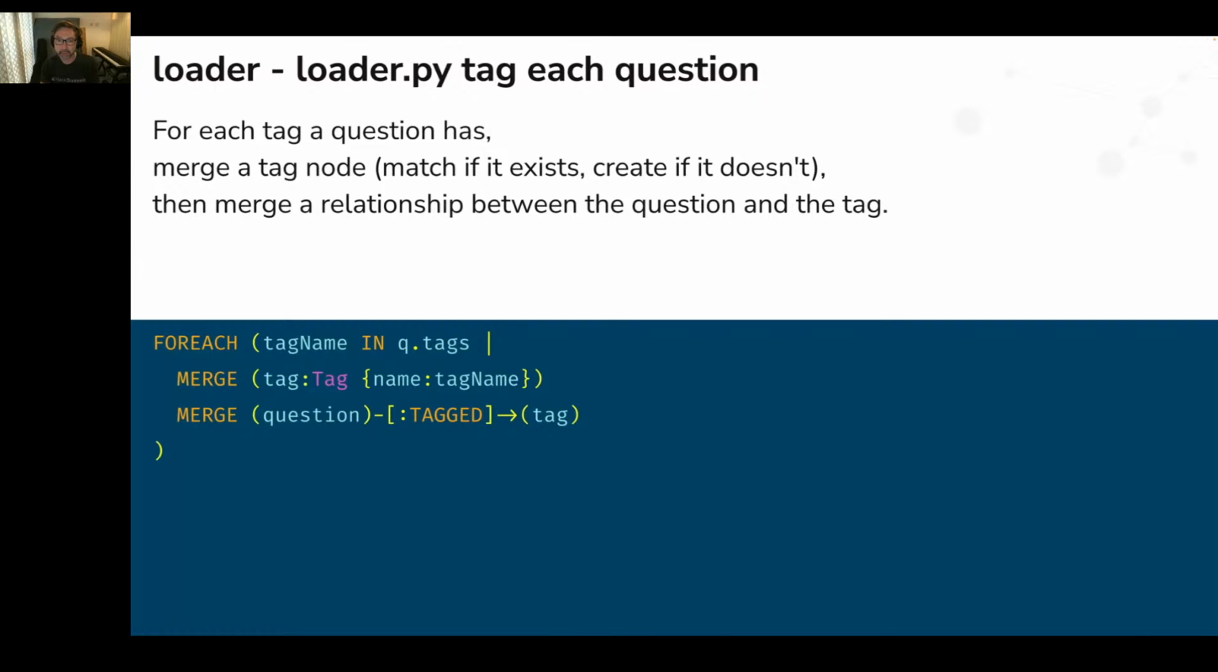I'm going to pause here for a moment and see if that makes sense, right? So going back to the top and just reading through it, this is exactly what happens. For every tag that a question has, go ahead and merge a new tag node if it exists, create it if it doesn't, and then merge a relationship between the question and the tag. That's all we're doing here.